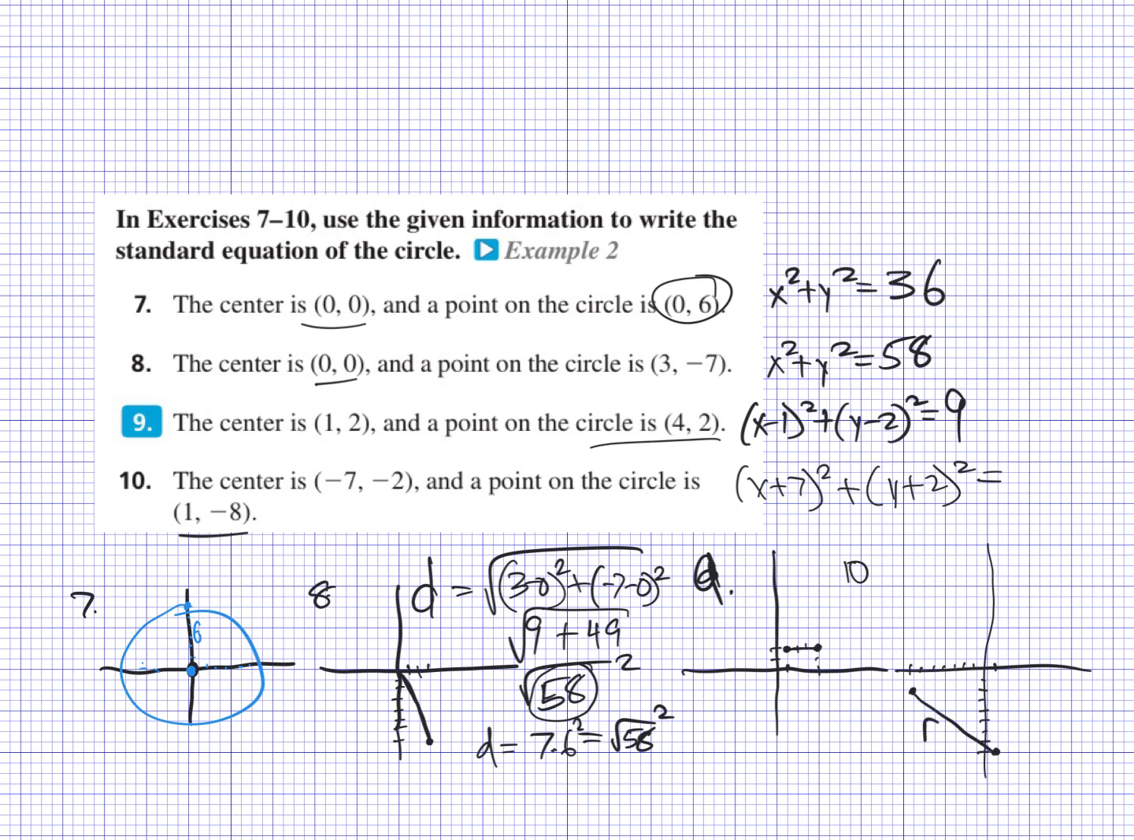That's our radius. So the distance is x minus x, -7 minus 1, and y minus y, -2 minus a negative 8. -7 minus 1 is -8, but when you square it, you get 64. And -2 minus a negative 8, minus a negative is plus 8, so -2 + 8 is 6. 6 squared is 36. That gives us the square root of 100, which is 10. But when we square it, we get 100.